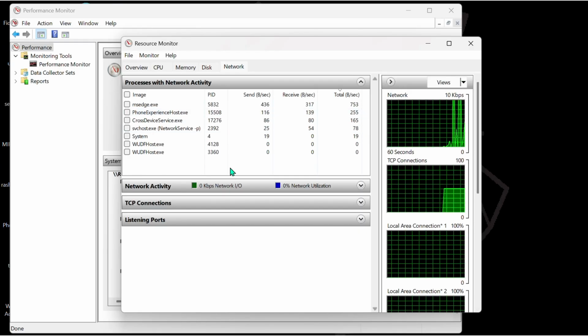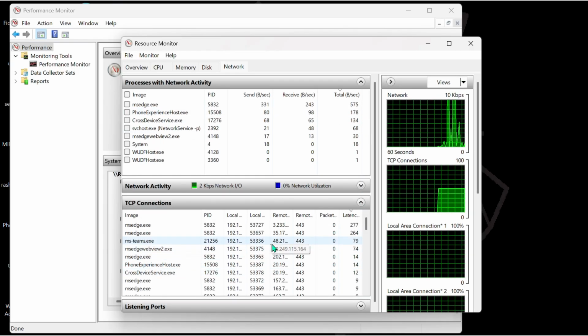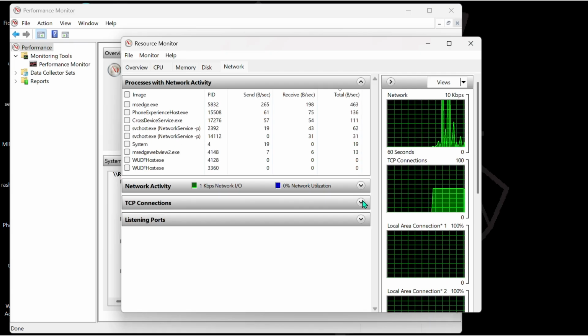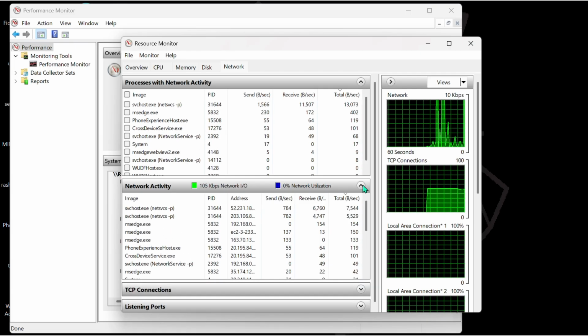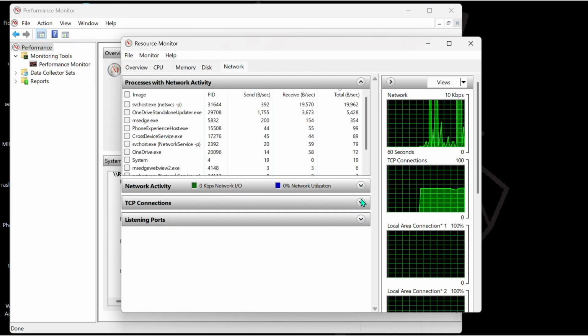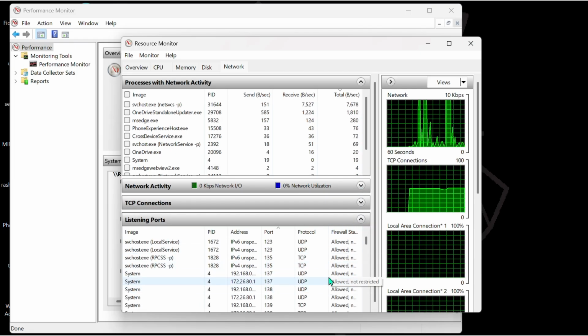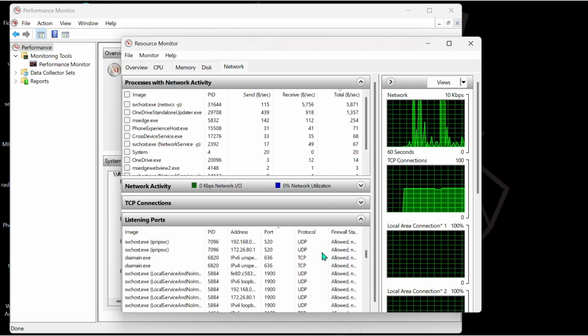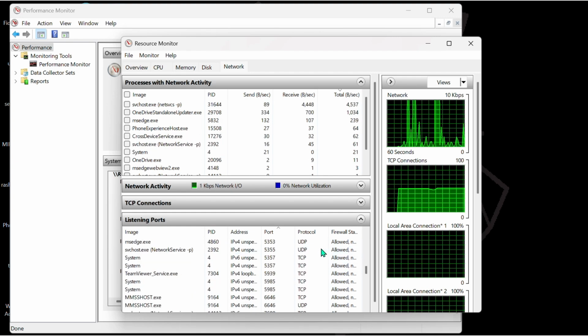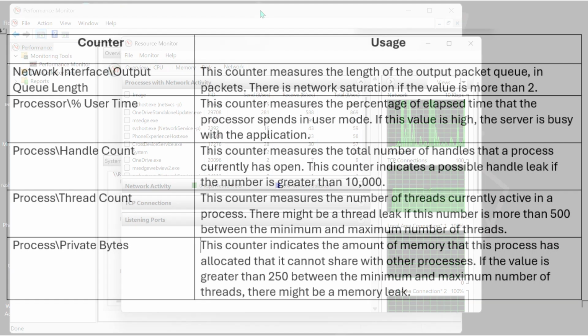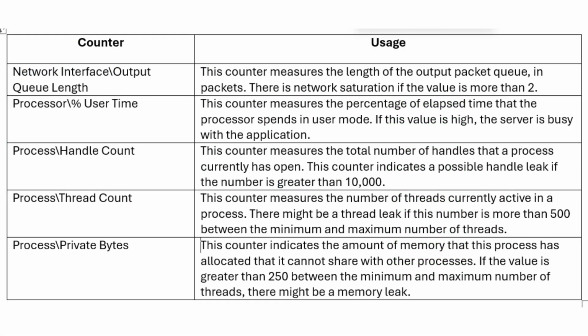Network interface, output queue length. This counter measures the length of the output packet queue in packets. There is network saturation if the value is more than 2. Process, handle count. This counter measures the total number of handles that a process currently has open. This counter indicates a possible handle leak if the number is greater than 10,000.